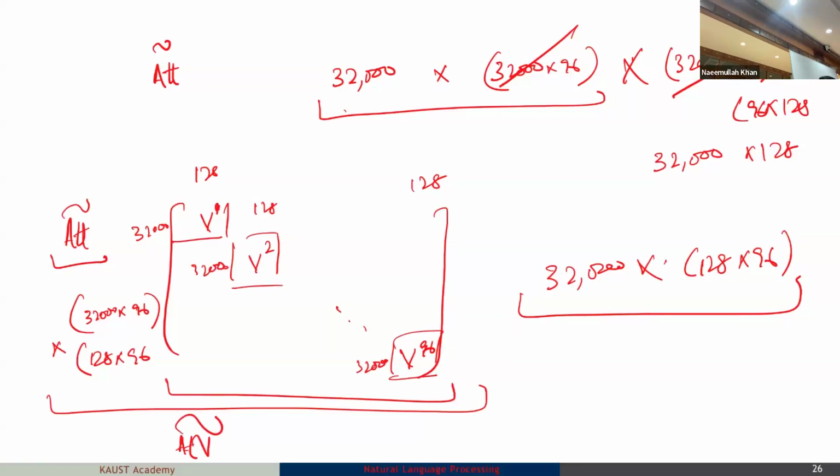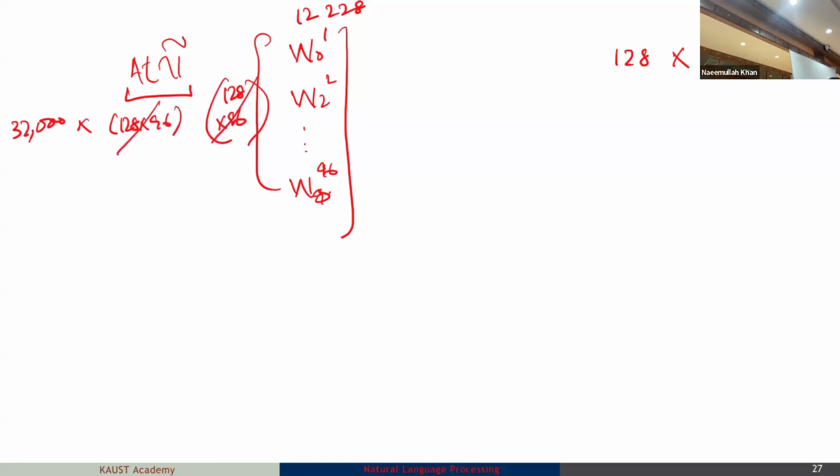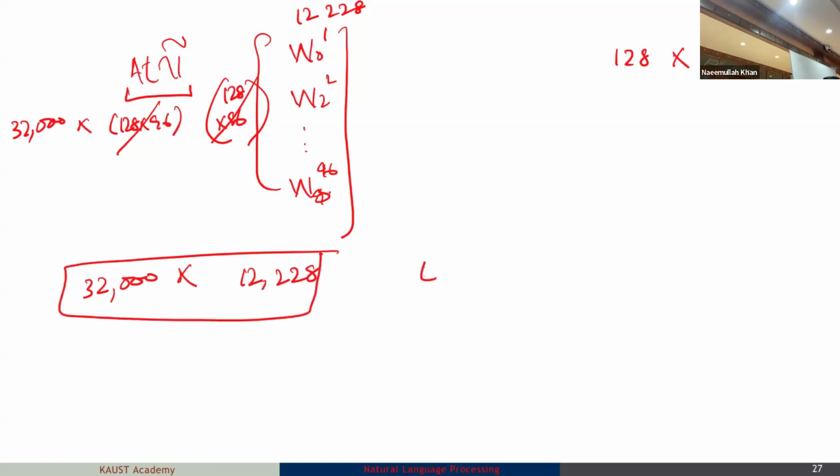Let me call this attention V tilde. So you take attention V tilde and you multiply it with W out 1, W out 2, all the way till W out 96. What was the shape of W out? The shape of W out was 128 times 12,228. So this would become 12,228 times 128 times 96. The shape of attention V was 32,000 times 128 times 96. The inner dimension would go out. You would get 32,000 times 12,228, which is the shape of the embedding. So this essentially represents just the delta E.